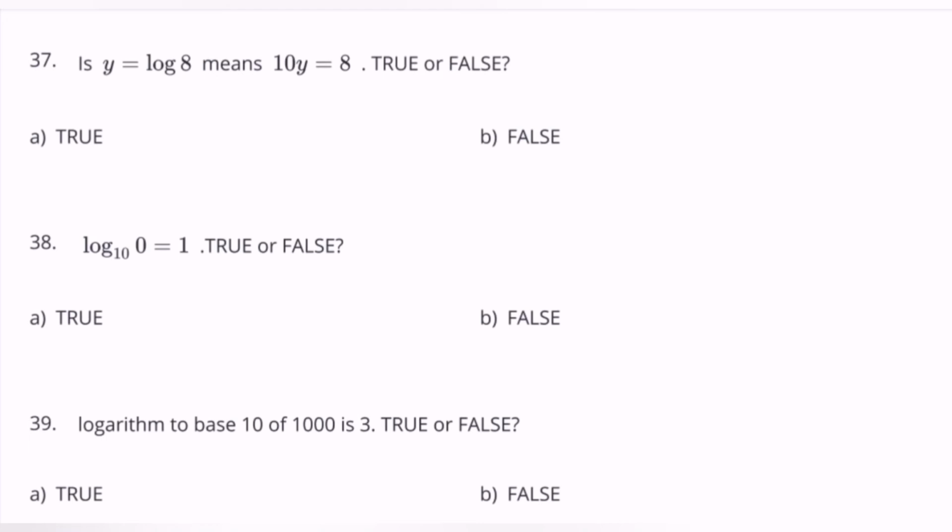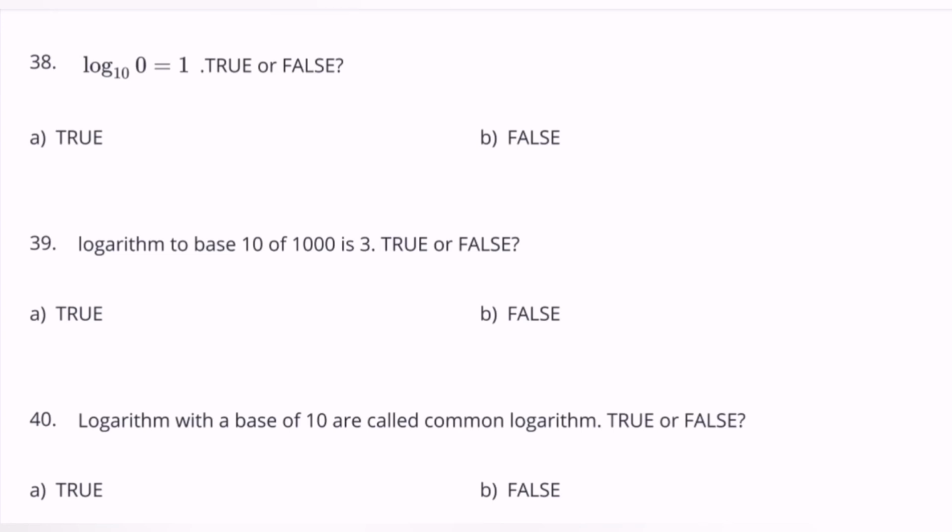Next refers to question 37. If y is equal to log base 10 for the value 8, it means that 10 to the power of y is equal to 8. True or false? So for this situation, if we make use of the index and log form, we will have y is equal to log base 10 of the value 8. If we transform to index form, we will have 10 to the power of y, which is equal to 8. So referring to this situation, it is a false statement. So the answer for question 37 would be B, which is false.